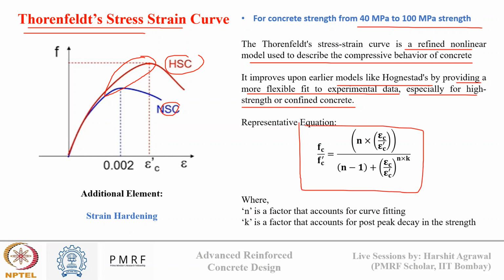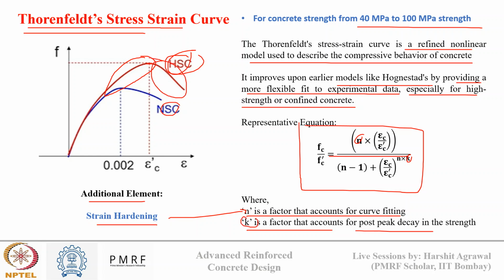fc upon fc dash is n times epsilon c upon epsilon c dash whole upon n minus 1 plus epsilon c upon epsilon c dash to the power n k. Okay, so these two are the parameters n and k. n is the factor which accounts for curve fitting, and k is a factor which accounts for post peak decay. So these two factors are making this complex behavior of high strength concrete being captured properly. Okay, and so that this additional strain hardening effect can be captured. This is governed by the n factor, and this k factor takes care of this descending part.